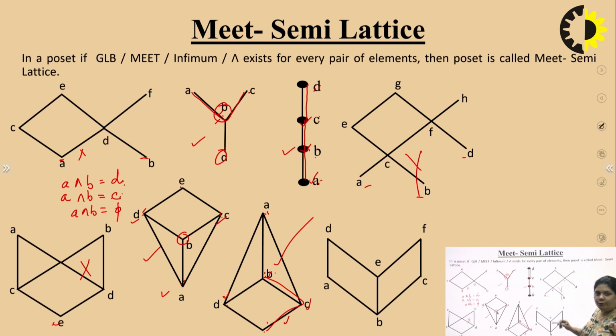Now, search for this one. Again, single bottom? Yes. Now, for A and C, we are getting B. For D and F, we are getting E. For D and A, we are getting A. For F and C, we are getting C. For E and C, we are getting C. For E and D, we are getting D. For E and A, we are getting A, the very first point where they are meeting. So this is a meet semi-lattice.